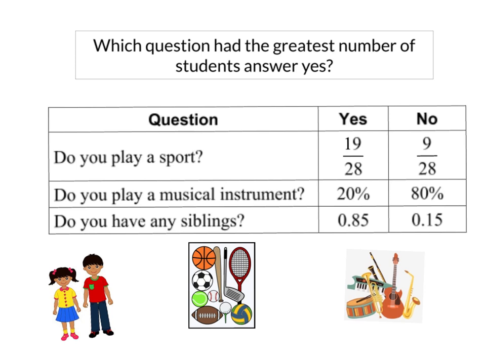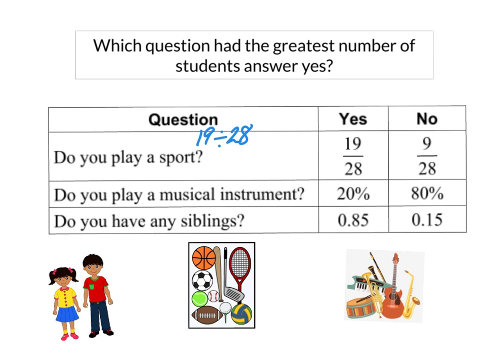All right, which question had the greatest number of students answer yes? So usually I'm going to change all of mine into decimals. That seems to be the easiest way to do the comparing for me. So I have 19/28. To change this into a decimal, I can use my calculator to do 19 divided by 28.